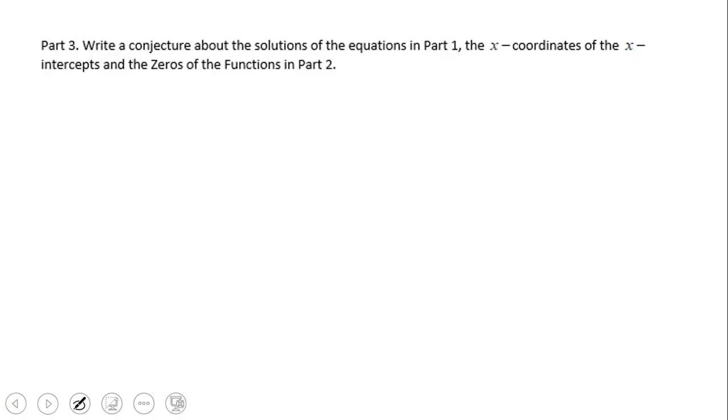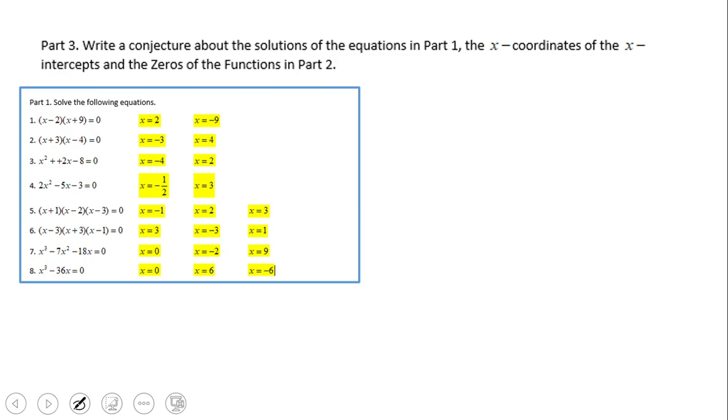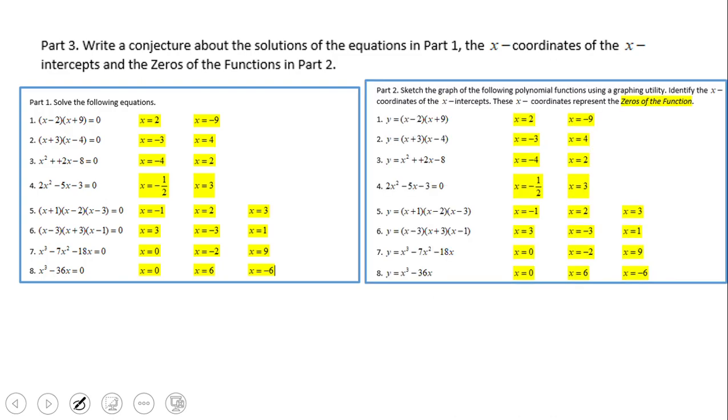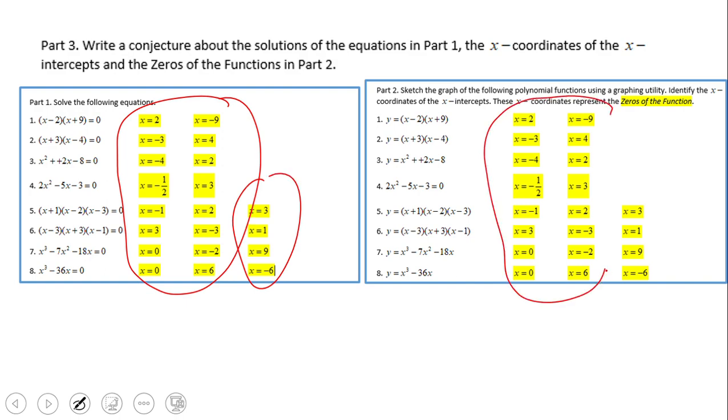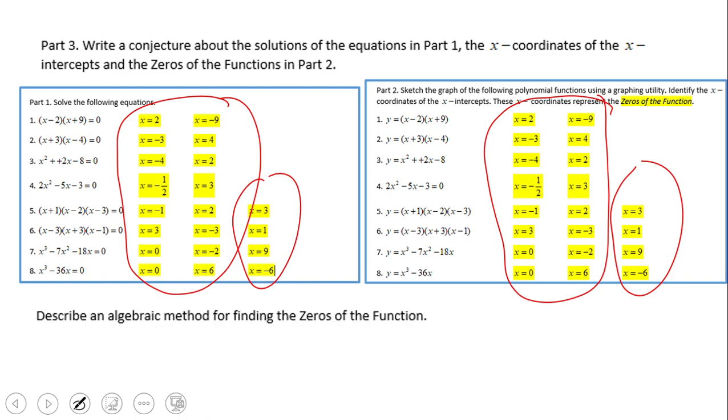And on this part 3, I'm going to show you what we have in the other two parts first, right? We notice that in part 1, we have this solution. In part 2, we have this zero of the function, which are the same. There is no difference. You remember this one we find using GeoGebra, and this one we use some algebraic skills. So I describe an algebraic method for finding the zero of the function. That is pretty easy.